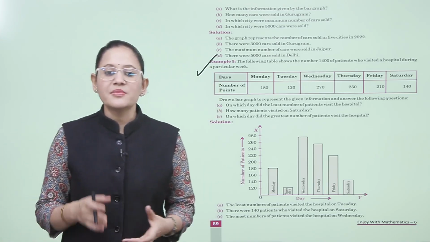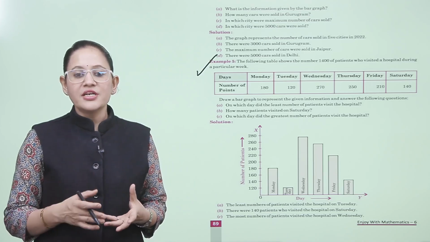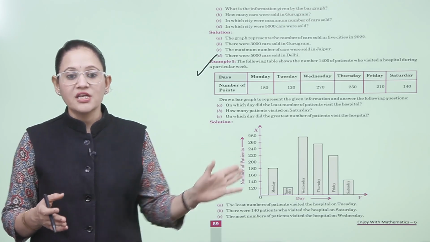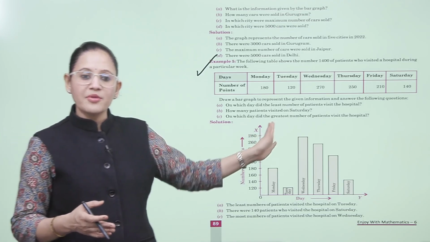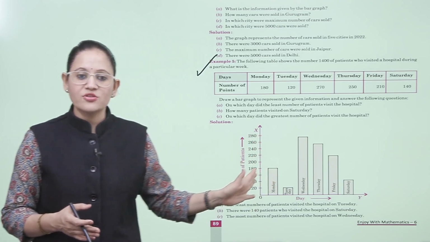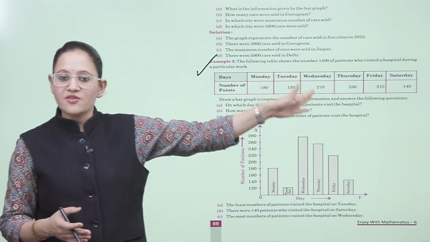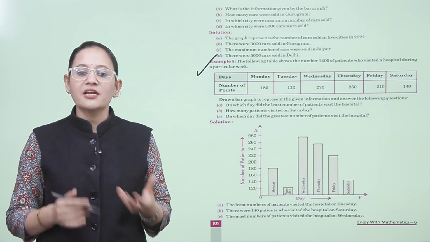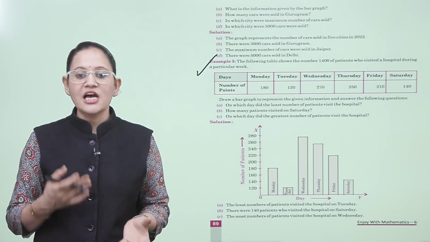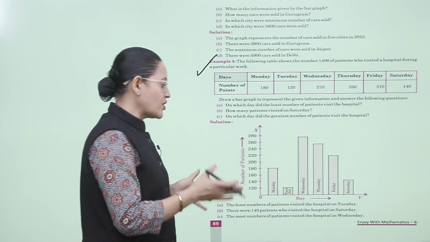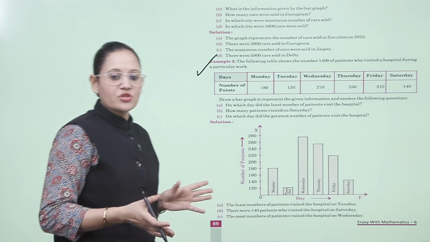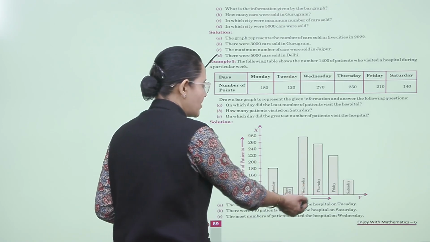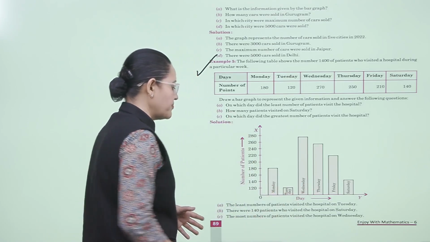The following table shows the number of patients who visited the hospital during a particular week. So, in a particular week, the number of patients who visited the hospital is given here for Monday, Tuesday, Wednesday, Thursday, Friday and Saturday as the days, and the number is given. Now we have to draw the bar graph to represent the given information and answer the following questions. So, first we will take a suitable scale and accordingly we will draw the bar graph. Here on the horizontal axis we have taken the day, and here the number of patients.